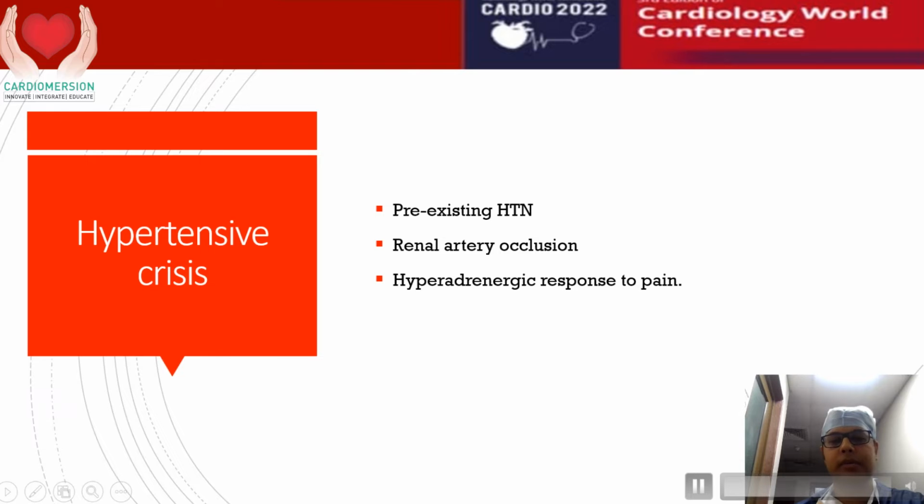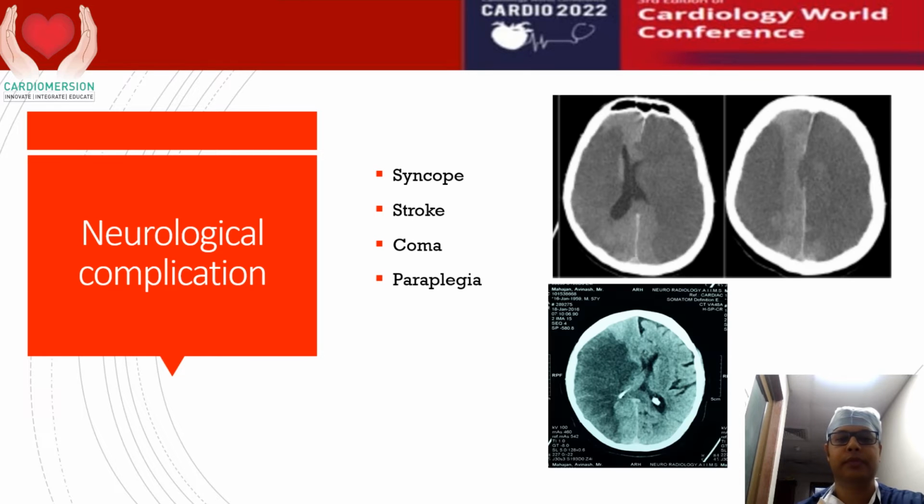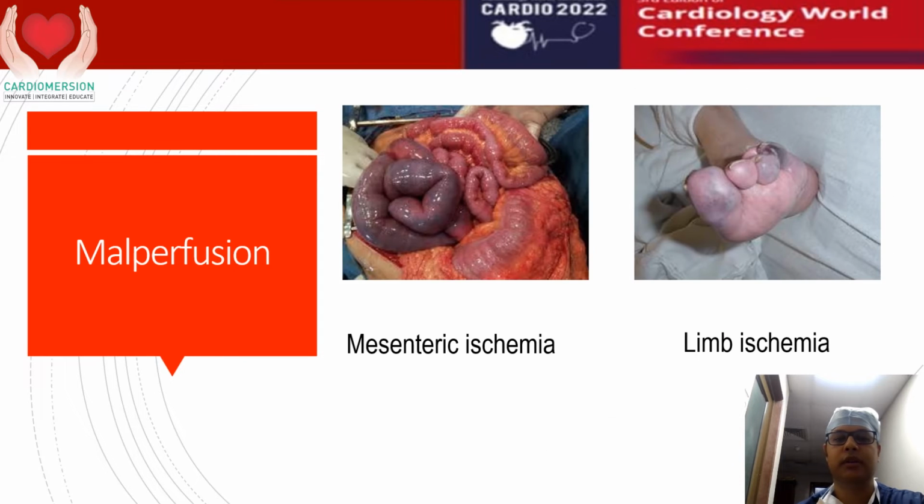Hypertensive crisis may be because of pre-existing hypertension, or due to renal artery occlusion, or hyperadrenergic response to pain. Neurological complications can also present, like syncope, stroke, coma, or paraplegia in such patients. Malperfusion syndromes are mainly because of mesenteric ischemia or limb ischemia, presenting as an acute limb ischemia.